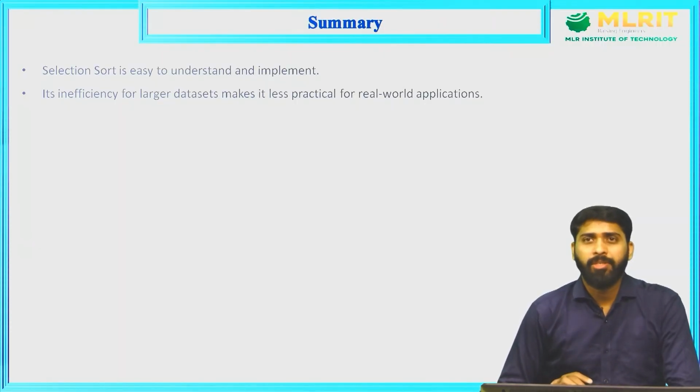Summary of the session. In this session, we learn how to implement selection sort in C programming. Selection sort is easy to understand and implement. Coming to efficiency, it is inefficient for large data sets, which makes it less practical for real world applications. Why? The selection sort time complexity is O of n squared. So it is not suitable for larger data sets.